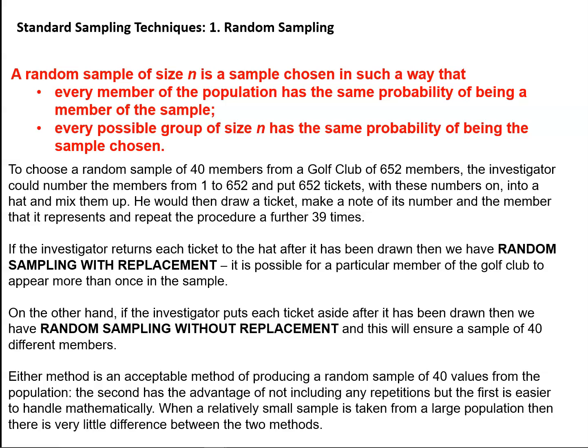The second one has the advantage of not including any repetitions, but the first is easier to handle mathematically, both in obtaining the sample and also in dealing with the theory behind the sample. When relatively small samples are taken from large populations, then there is really very little difference between the two methods.